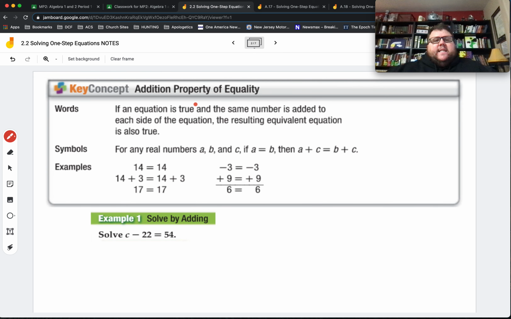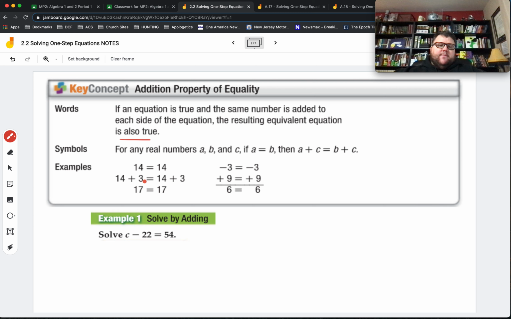Our first key concept is the addition property of equality. If an equation is true and the same number is added to each side of the equation, the resulting equivalent equation is also true. Basically what this means, if I add anything to the left side of the equation, I must do the exact same thing to the right. So if I add 3 on the left, I have to add 3 on the right. If I add 10, I have to add 10 on the other side. So for any real numbers A, B, and C, if A equals B, then A plus C equals B plus C. That's essentially what's going on.